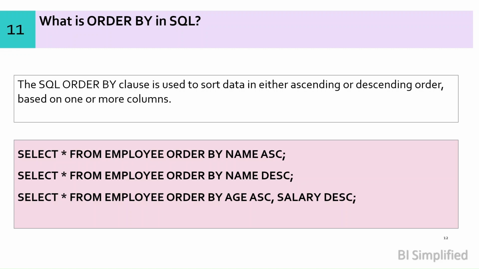Even though you don't specify ascending or descending, by default it will be sorted in ascending order. And if you want to explicitly change the sort to descending, you have to specify DESC. SELECT * FROM employee ORDER BY name DESC. And if you want to apply sort on multiple columns, you have to write the query this way: SELECT * FROM table_name ORDER BY age ASC, salary DESC. So this is how you can use the ORDER BY clause to sort data in your SQL queries.